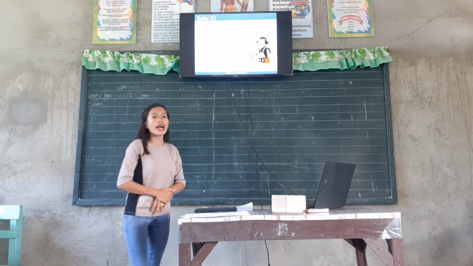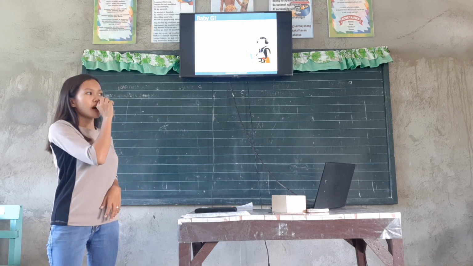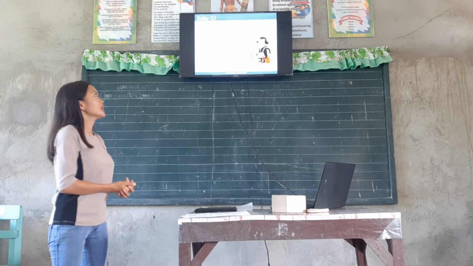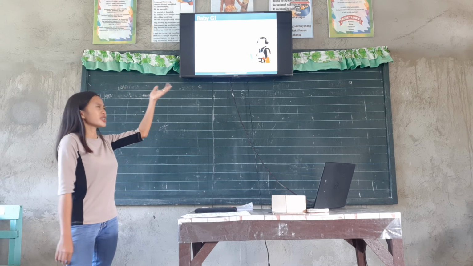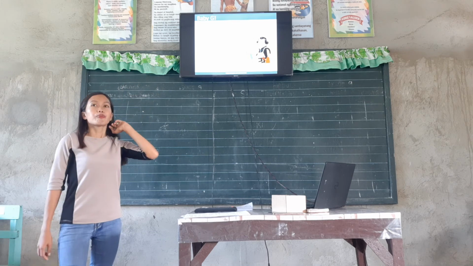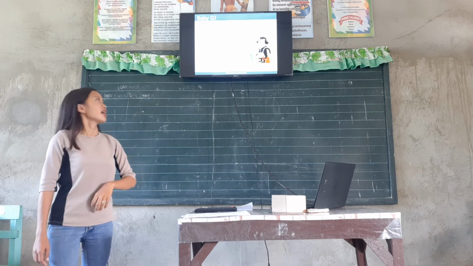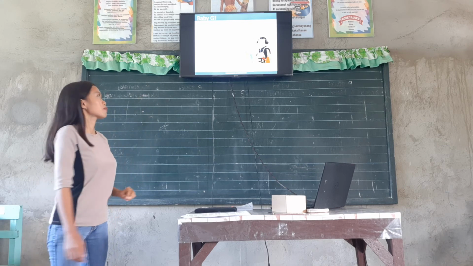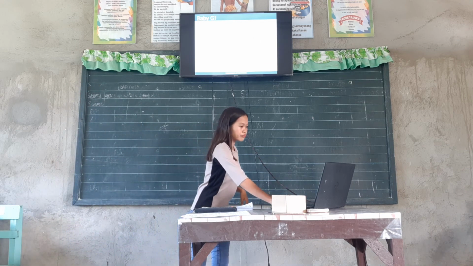Now, we will have profiling using your Manila paper and the pens that I've provided, and your internet connection. You need to answer: the name of the proponent, who is that proponent, then the nature of work or profession, then the interest, and then ideas given by the proponent, the books published by the proponent, and the major contribution of the proponent.